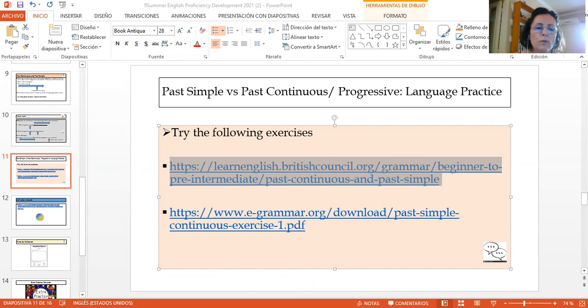Por ejemplo, when I woke up this morning, it was snowing. ¿Sí? Esto es en progreso, está nevando. I will say the same in Spanish: estaba nevando cuando me levanté. And this is one action along that other action in progress. I was sleeping when you called me.